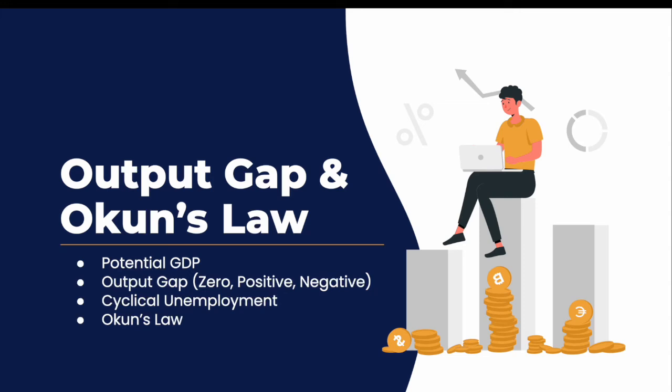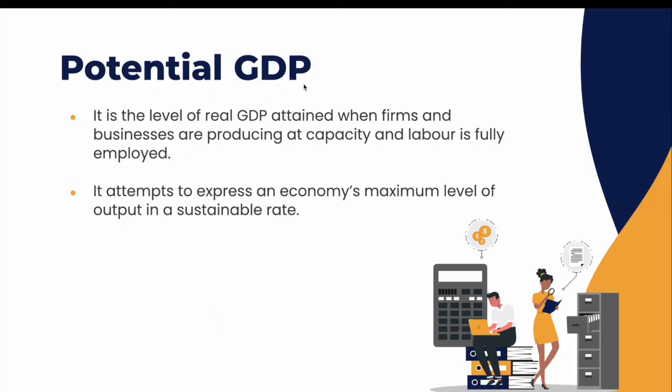Hello everyone, so we'll be talking about output gap and Okun's law. More specifically, potential GDP, zero, positive, negative output gaps, cyclical unemployment, and Okun's law. So we'll start with potential GDP.